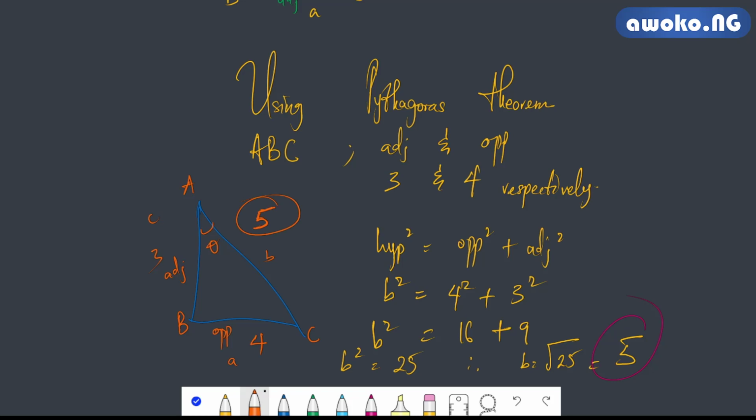We can now go over to the special angles since we have a clearer understanding of Pythagoras theorem. In our next class, we'll talk about the special angles.